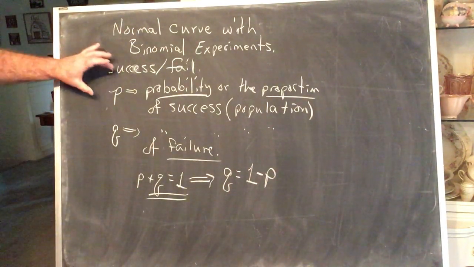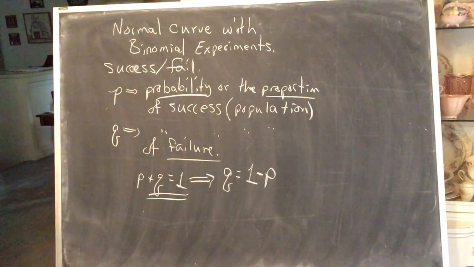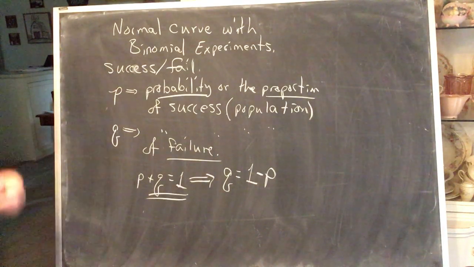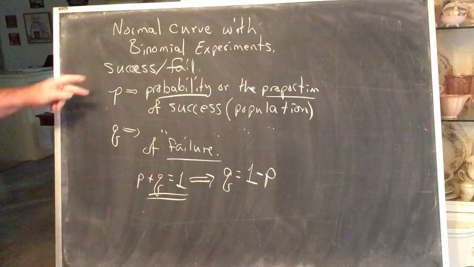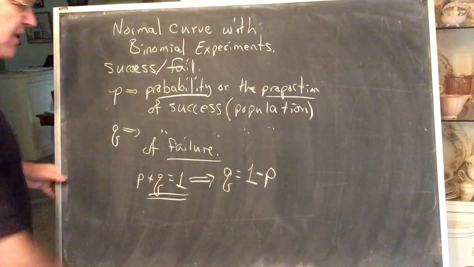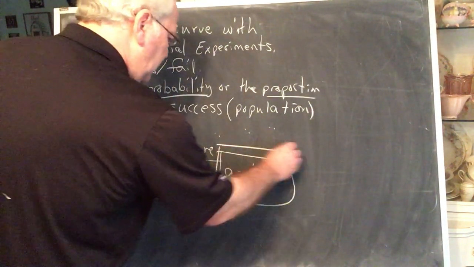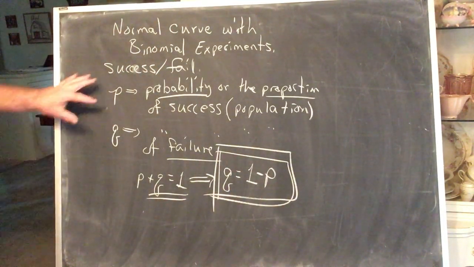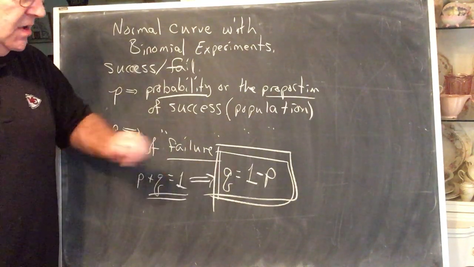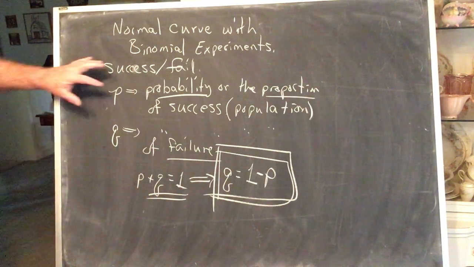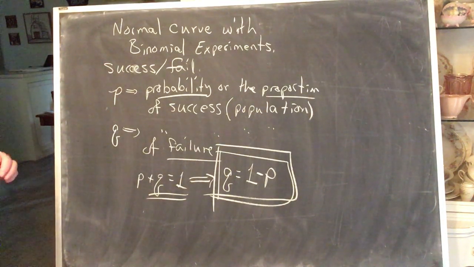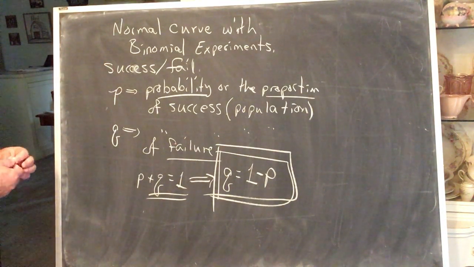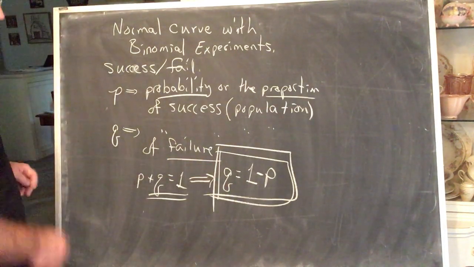Usually for our problems, the value of P will be given, the value of Q will typically not be explicitly given. But the value of Q is going to be needed for some of our formulas. So if P is given and Q is not, this is the rule that allows you to compute Q. If the value of P is known, then Q is equal to 1 minus P, since P and Q must add to 1.